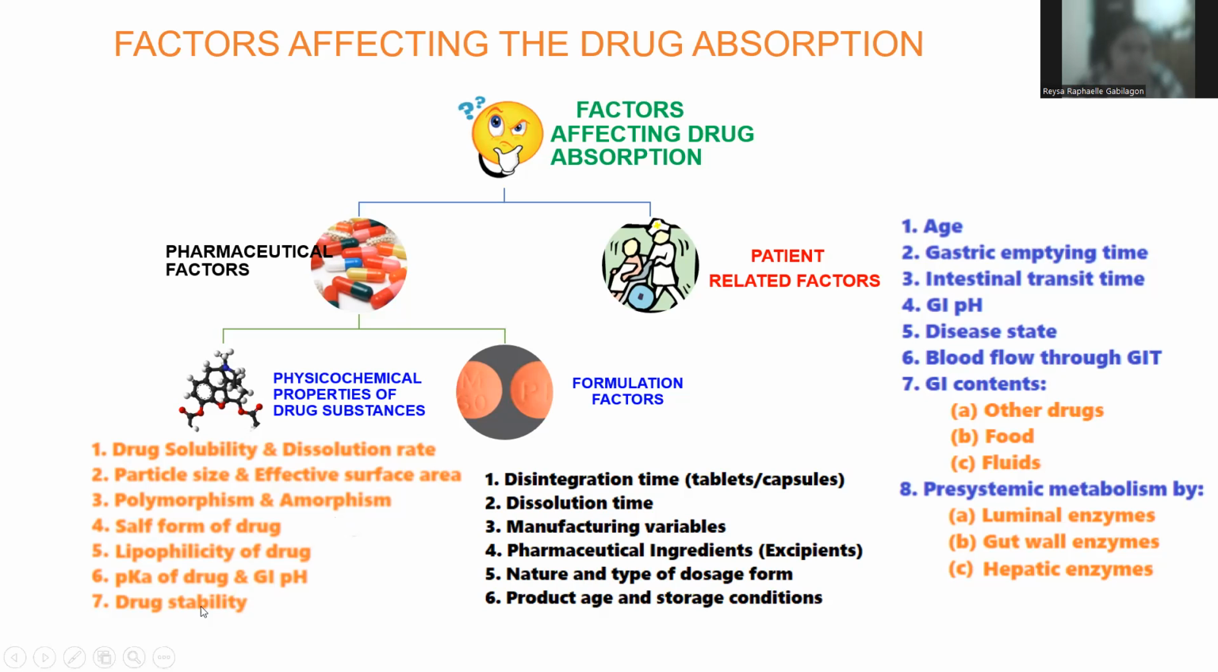So that actually includes the pKa of the drug, the acidity and basicity of the drug, as well as the GI pH. We have drugs that are actually affected by our gastric acid, and that will hamper their absorption. And then the lipophilicity of the drug, since our cell membranes are lipophilic in character, so definitely it is selective. Most of the drugs that can pass through easily are lipophilic also. So we need to consider that in the absorption of the drug.